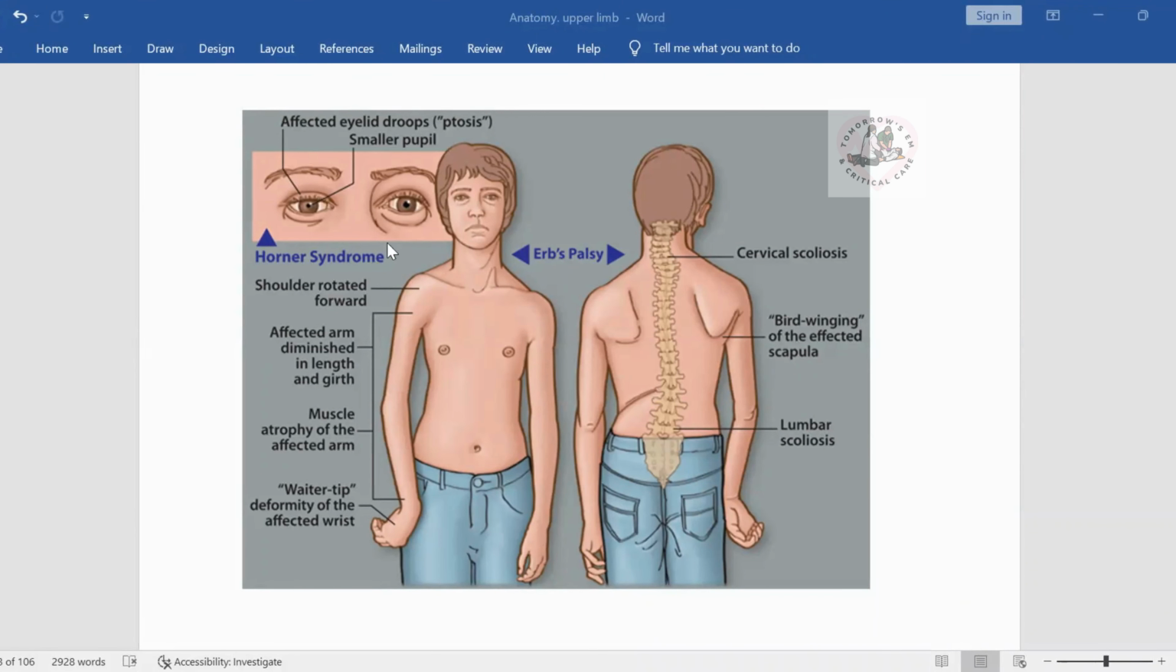Sometimes there is a syndrome associated with Erb's or even Klumpke's palsy or any root or trunk compression, which is called Horner syndrome. Sometimes when there is injury in the upper or lower brachial plexus, that means upper or lower trunk of the brachial plexus, sometimes patients have Horner syndrome associated. Can anyone tell me what's the reason why there is Horner syndrome?